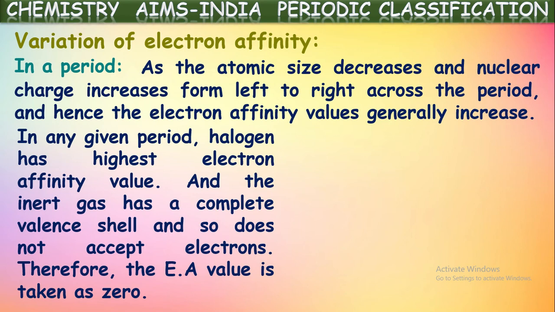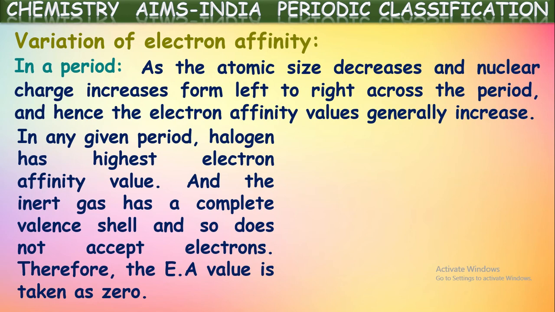In any given period, the halogen has the highest electron affinity value. To say it accurately, in a period from left to right, atomic size decreases till the halogens, and there will be a slight increase in size for the noble gases. So we can finalize it here: the halogen atom in a period will have the highest electron affinity value.